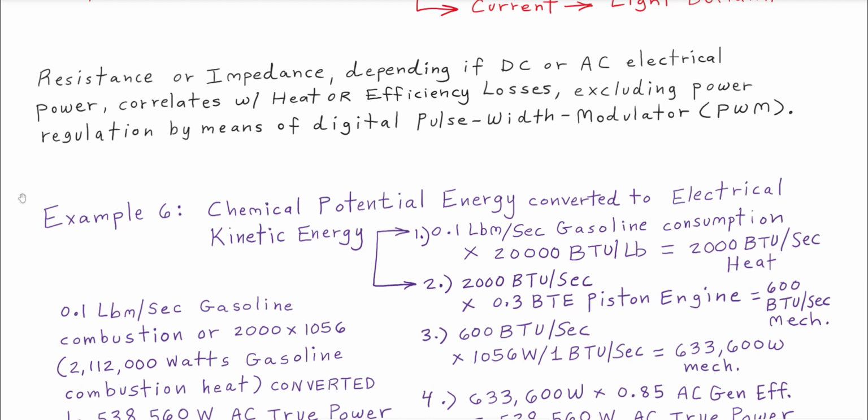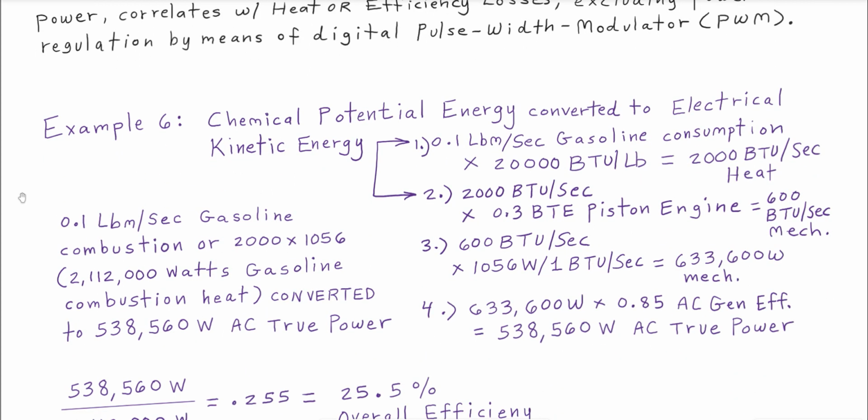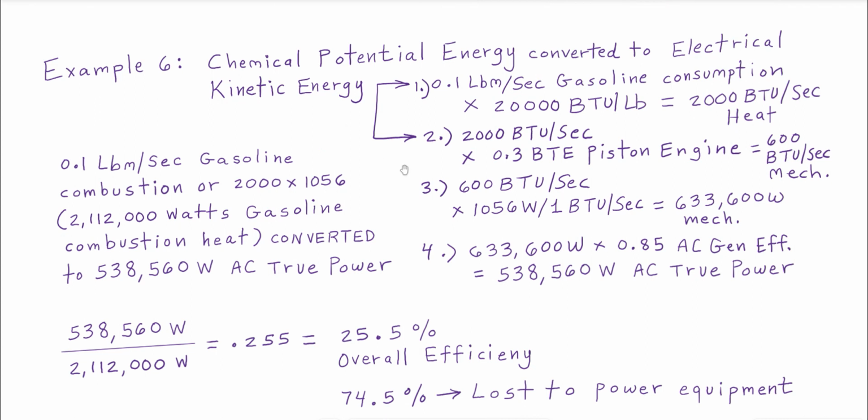And so the last example here is chemical potential energy converted to electrical kinetic energy. So this is chemical potential energy. This is like gasoline in a tank, and then it powers a piston engine, which then powers an AC electrical generator. And then we use the generator, we get electrical kinetic energy. So in this case, 0.1 pounds mass per second of gasoline is being burnt or consumed.